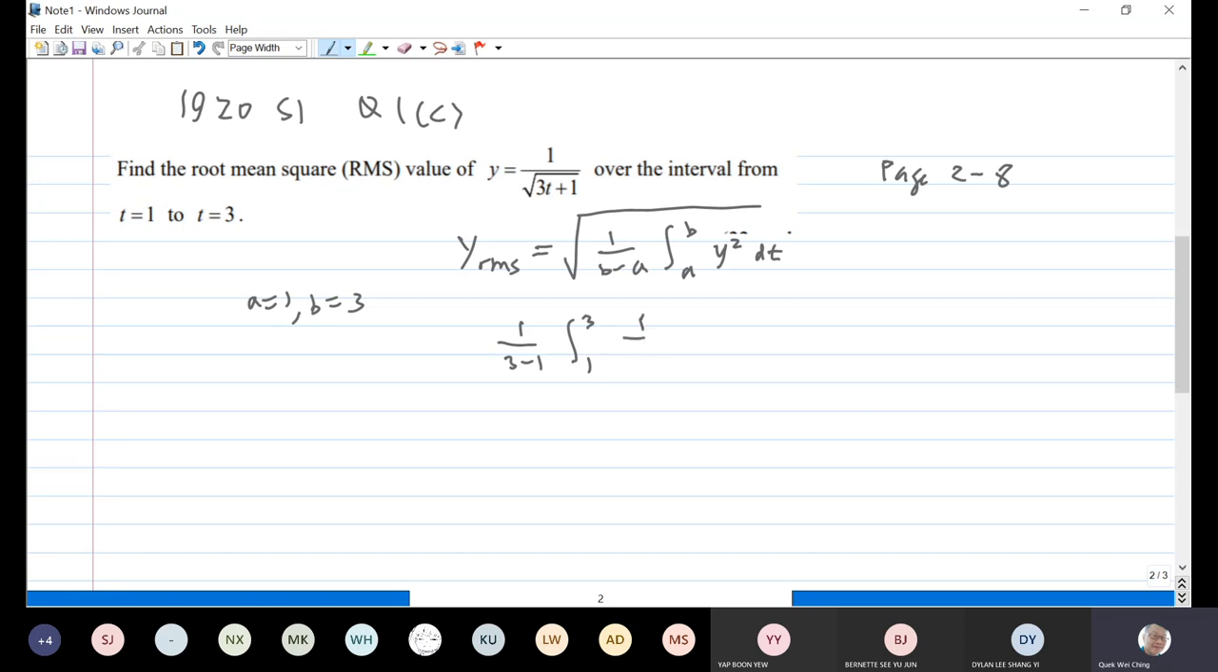The y square: y is 1 over square root of 3t plus 1. Then you square it, right? Okay, this is actually the mean of y square. Basically, this is called the mean of y square. So let's look at this thing now: it is 1 over 2, integral from 1 to 3, and when you square it, it becomes 1 over 3t plus 1.